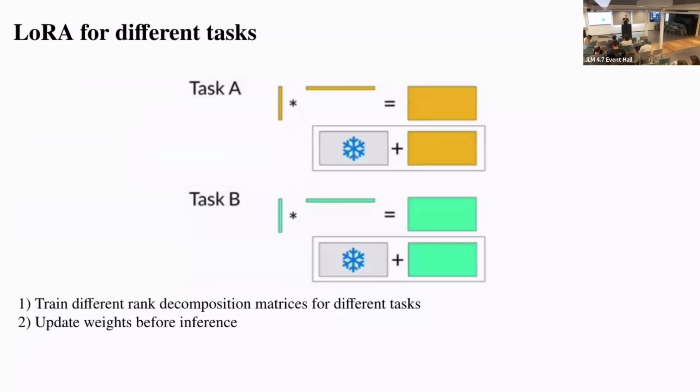And what is cool about LoRA is that we can use it for different tasks. So if we want to fine-tune a model for task A and then fine-tune a model for task B, we don't need to copy all of the model parameters for every new task. We keep the original weights frozen and just add the new adapted weights.